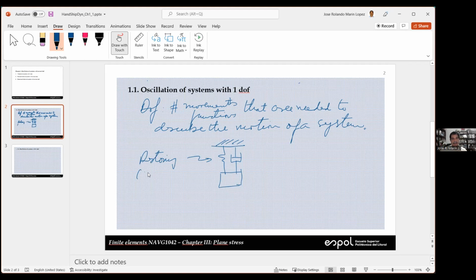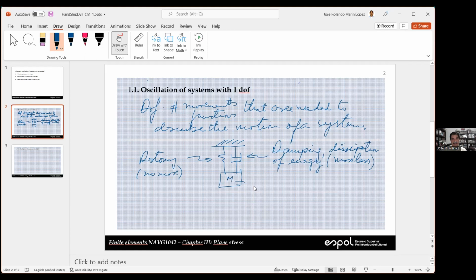And for this case, we assume no mass. Okay, this is a very delicate problem, the damping. And it's also a dissipation of energy. Okay, this is like its description. It's also massless. There is no mass. This is the mass.